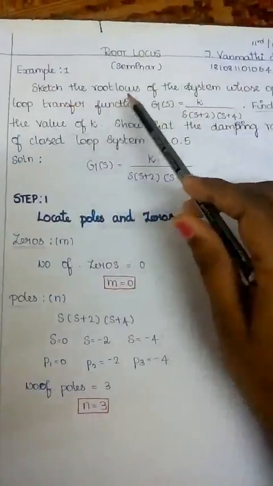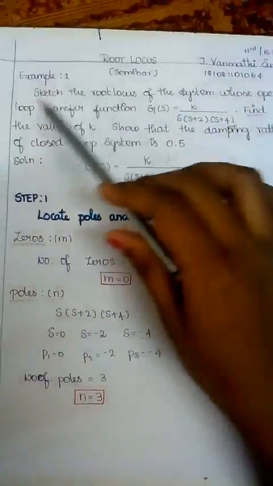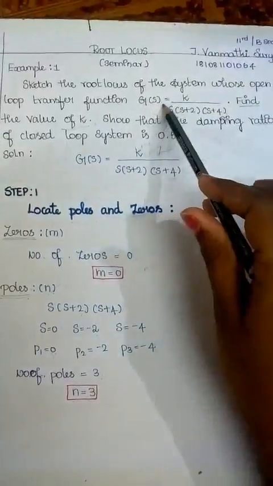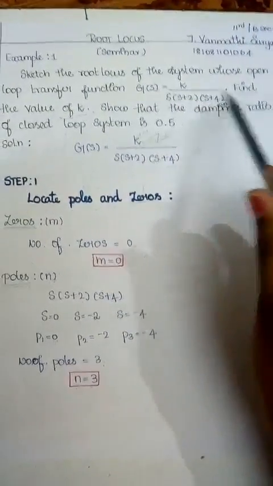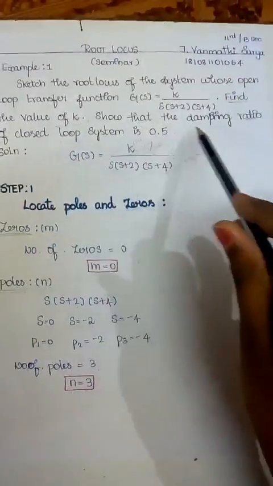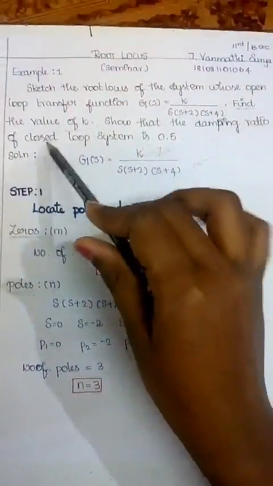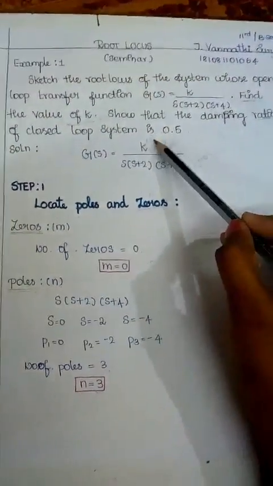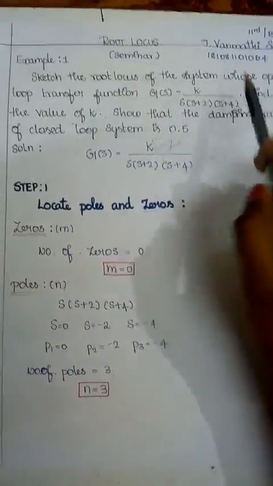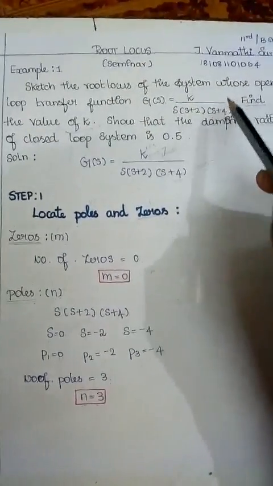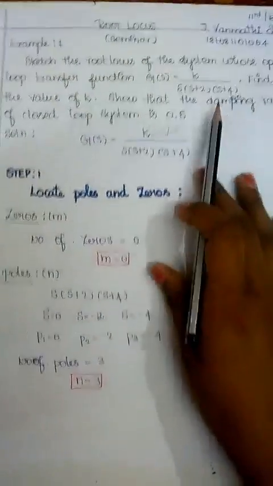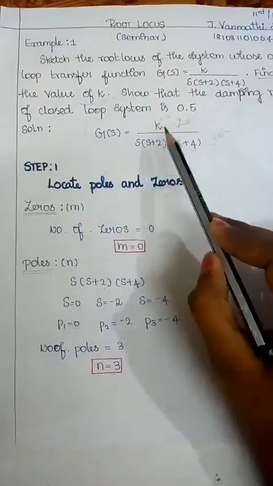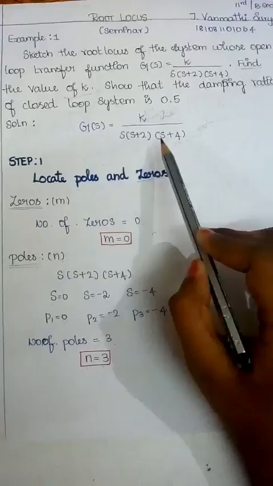Example 1: sketch the root locus of the system whose open loop transfer function G(s) equals K by s into (s plus 2) into (s plus 4). Find the value of K when the damping ratio of the closed loop system is 0.5. First of all, we find the value of K and the damping ratio. G(s) equals K by s(s+2)(s+4).